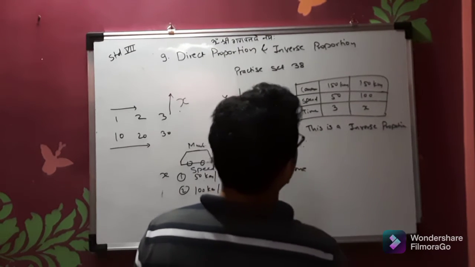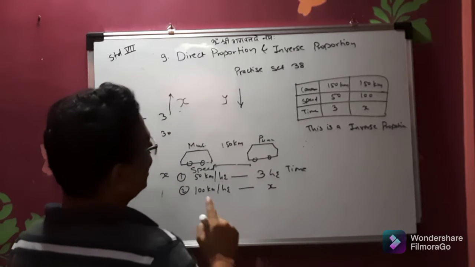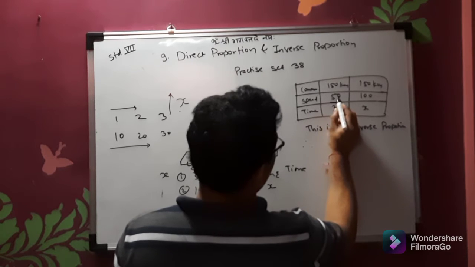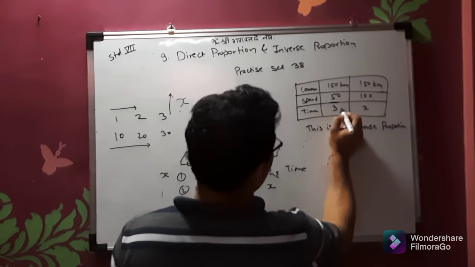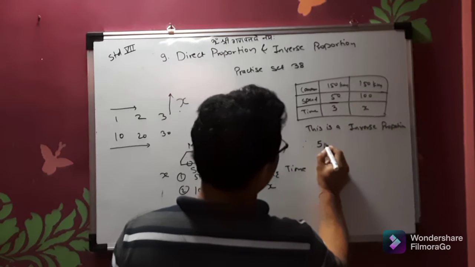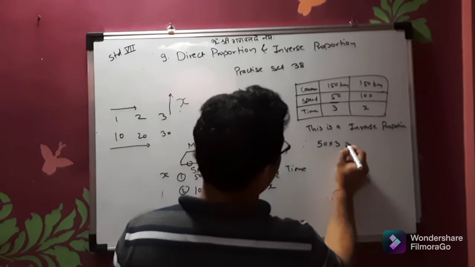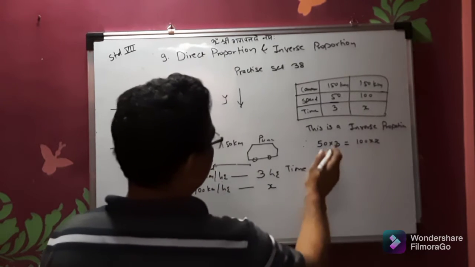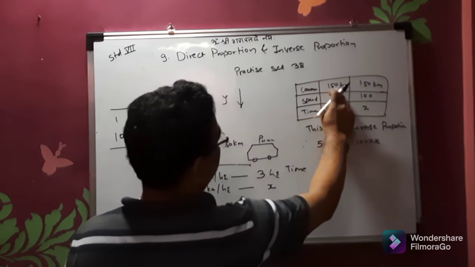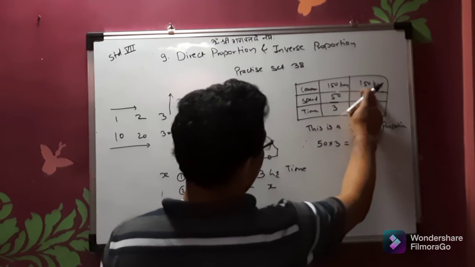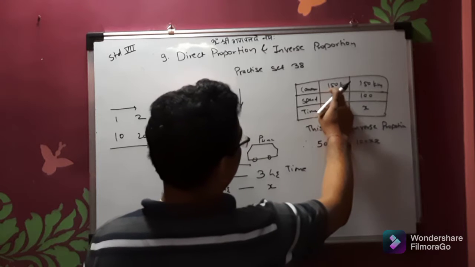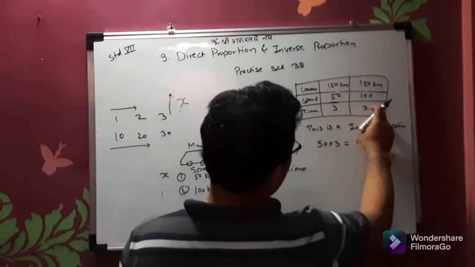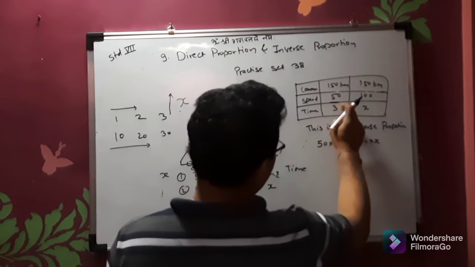So how are we going to calculate this value? In direct proportion, what have we done? We have taken the ratio of this value upon this value. Here we have to take the multiplication. 50 by 3 is equal to 100 by x, because the common factor is 150 kilometer. Here is also 150 kilometer. What we have to achieve? This is 150 kilometer. So we have to take the product of this to achieve this target. Similarly, we have to take the product of this to achieve this target. So we have to multiply 50 by 3.